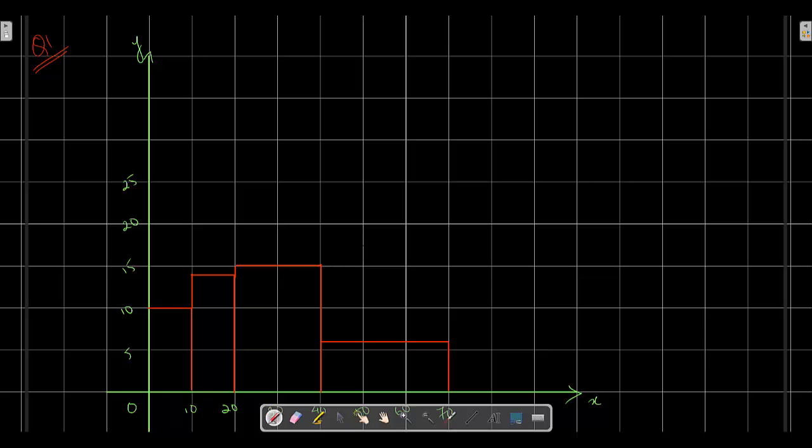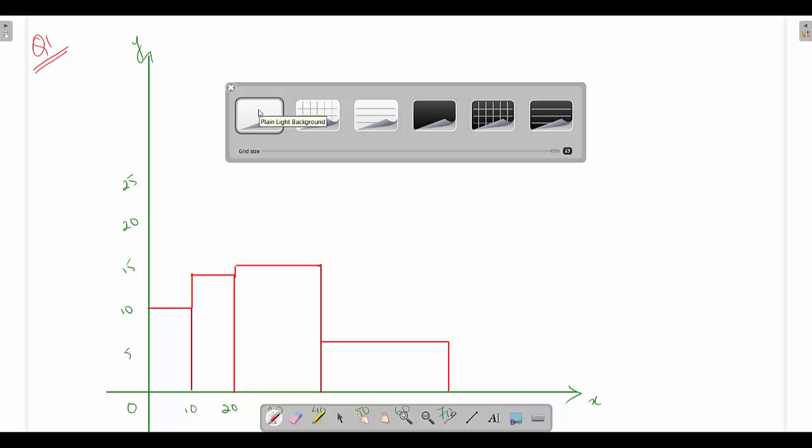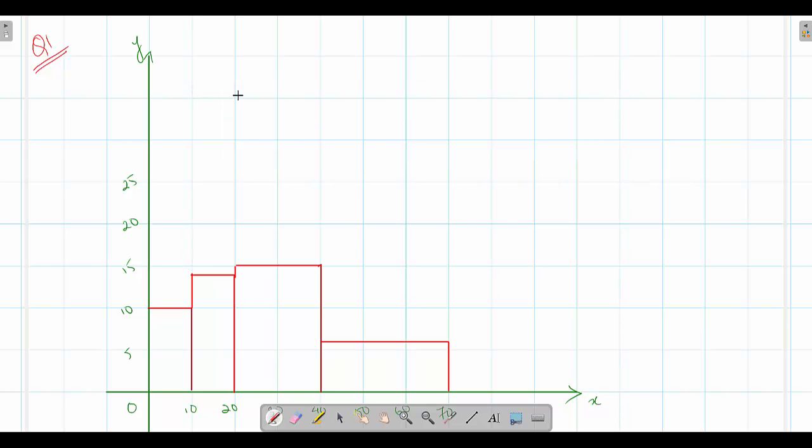All right, this is my graph. I have already prepared the graph here, so I'm just going to go ahead and use that one.